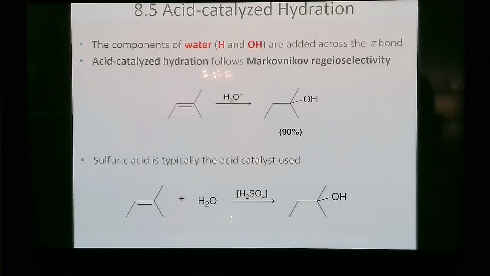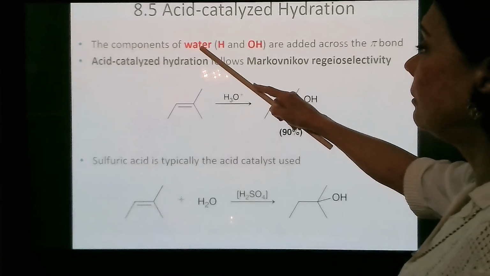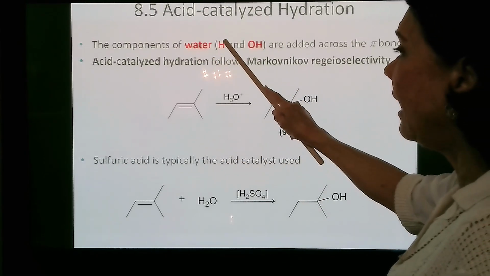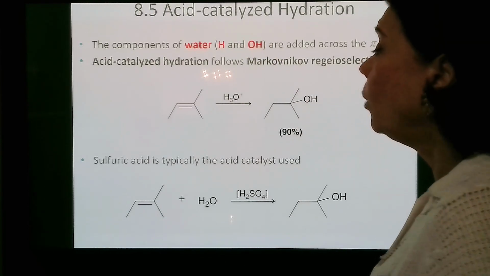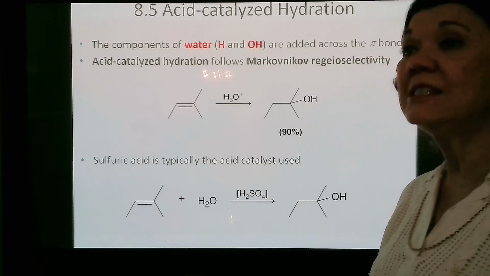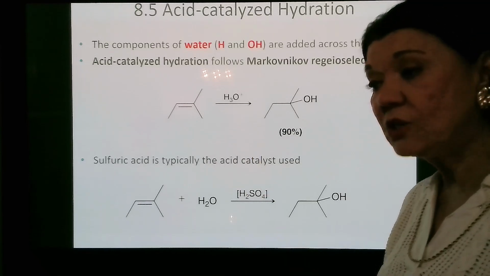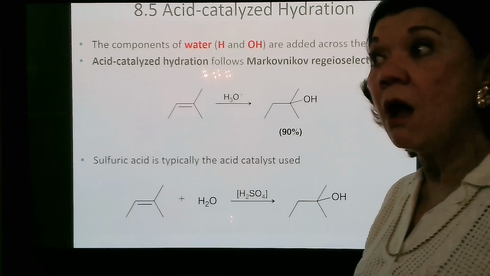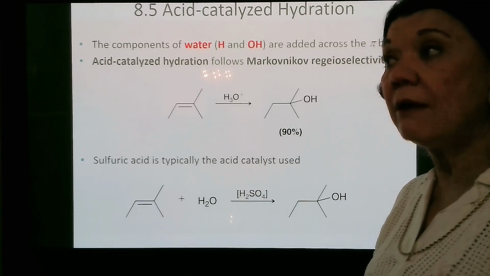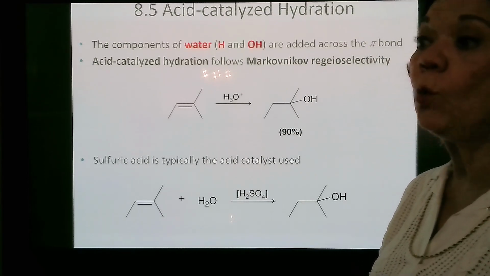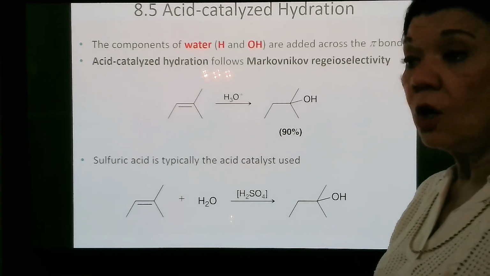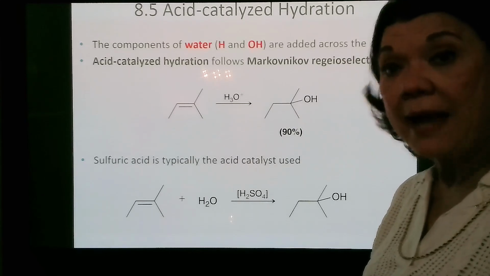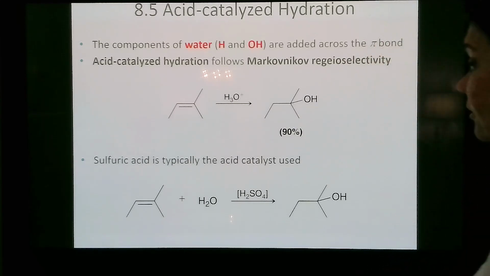So you can have acid catalyzed hydration. The water, H and OH instead of H and X, will add across the double bond, but the mechanism is the same. The mechanism is exactly the same. And it's important for you to recognize that these mechanisms are the same, because then you don't have to learn a bunch of different mechanisms. You learn one mechanism, and you can learn how many different reactions fit that one mechanism. And it makes the whole thing a lot easier to learn.